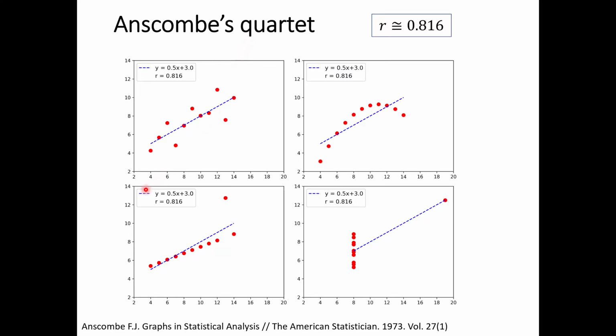In the first dataset, the points are nicely aligned along a straight line, a clear linear relationship. In the second one, there's still a strong correlation, but one outlier pulls the line away from the main cluster. The third dataset shows a nonlinear relationship. The data follows a curve rather than a straight line. And the fourth one has just a single outlier that creates the illusion of correlation where there really isn't one.